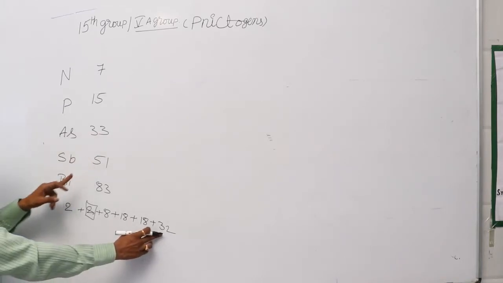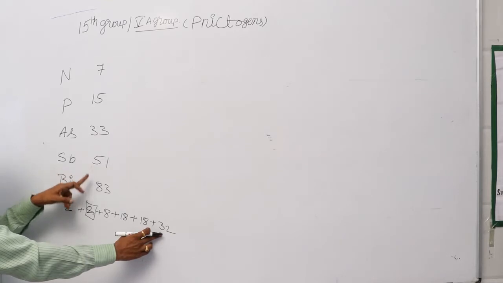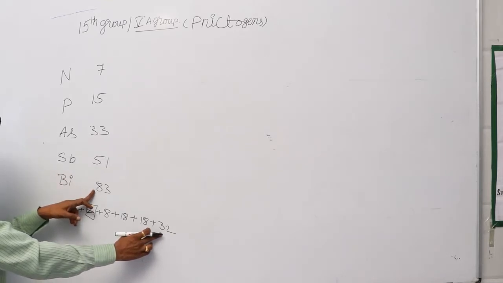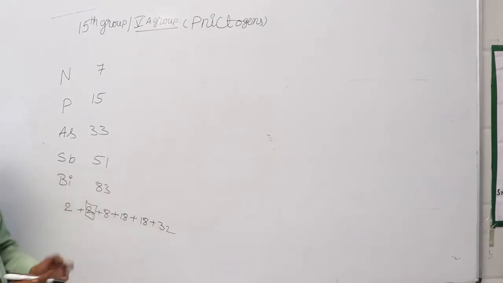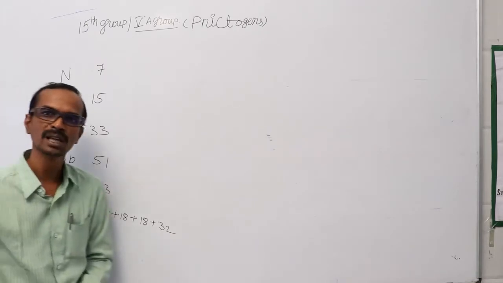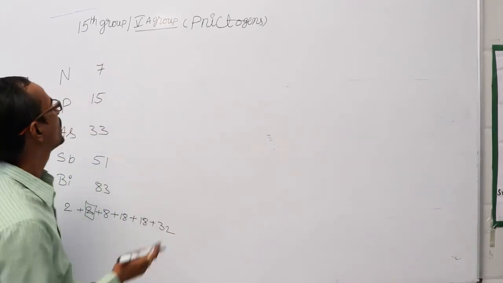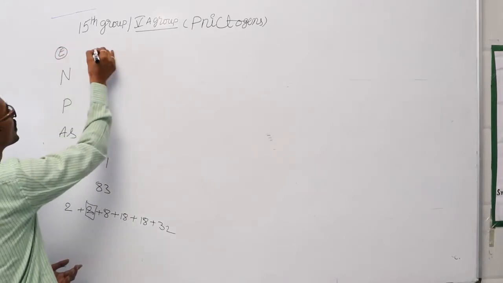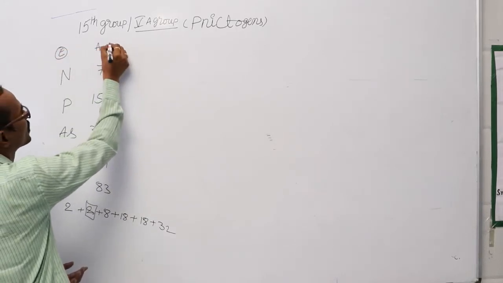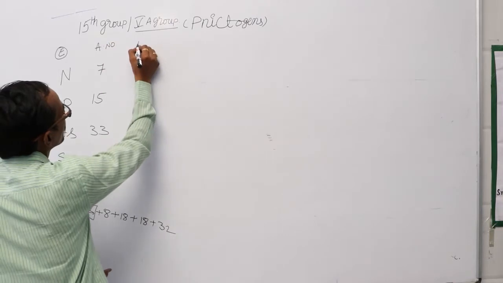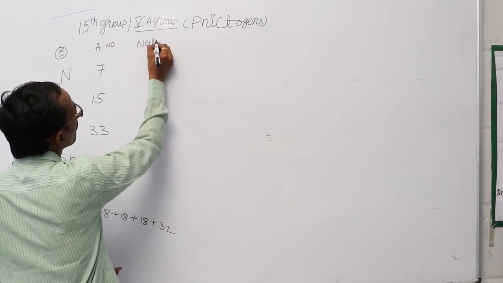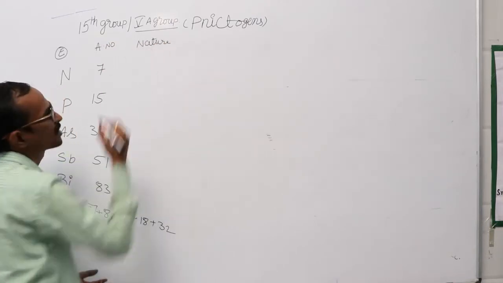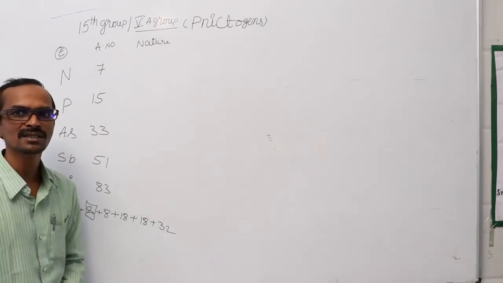And to get the atomic number of bismuth, 51 plus 32, you will get 83. This is what about the atomic numbers of these elements. Now let us see, this is the element, this is the atomic number. Now let us see about the nature of these elements.